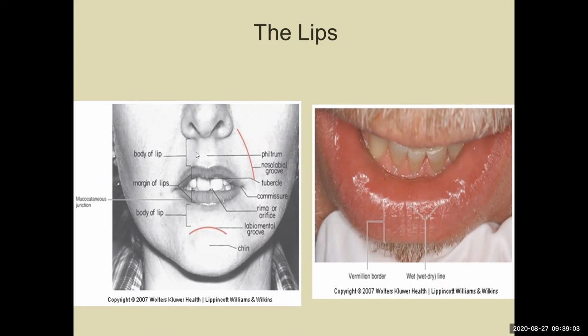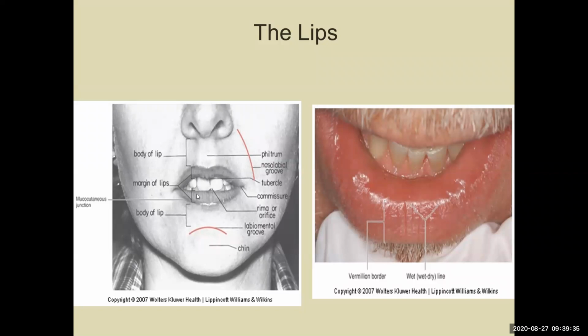Right? The body of the lip is this whole area here, and that little area in between is the philtrum. You've got your nasolabial groove. This is what women get filler in. And I'm too cheap to get my filler, so I got a deep groove. The tubercle is just a little elevation. So this is the tubercle of the lip, and this is called the Cupid's bow.